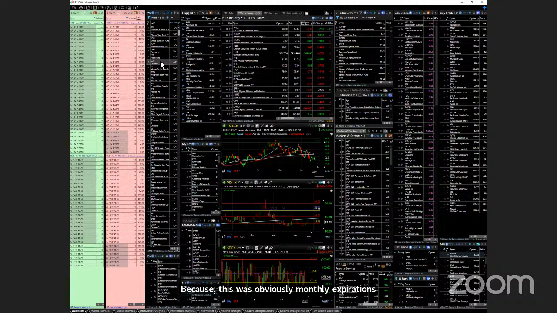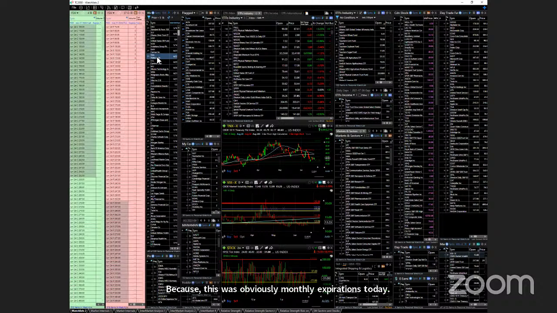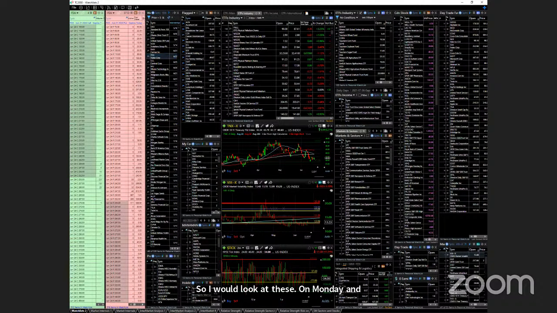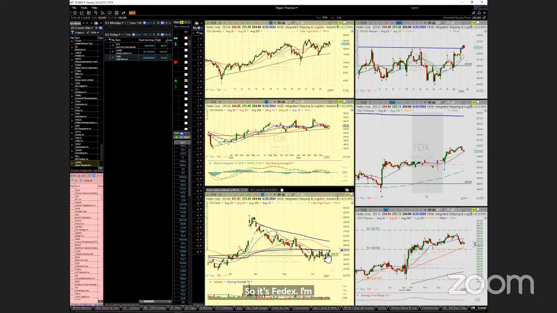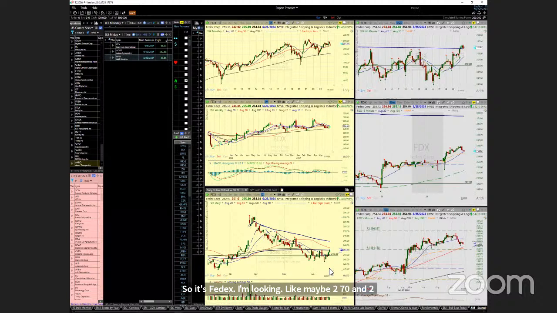FedEx and CCL are on Tuesday. So I would look at these on Monday and then I go through and look at the chart. I need the chart. So at FedEx, I'm looking like maybe 270 and 235 just as a ballpark.